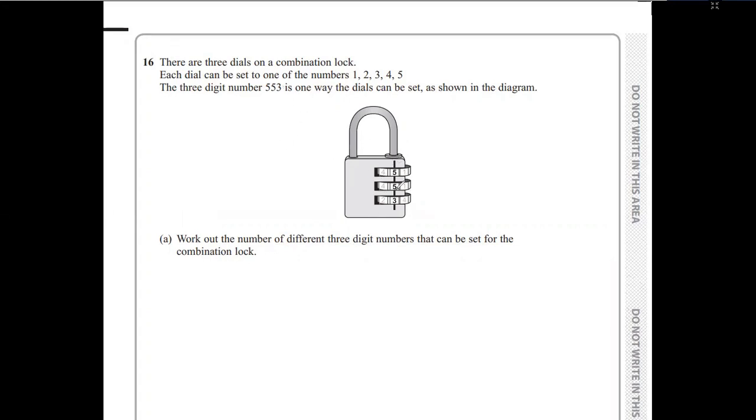Right, if I look at 553, it gives me an impression that any of the numbers can be in the top one, any of the numbers can be in the middle one, any of the numbers can be in the bottom one. Which means for the top one, there are 5 options. For the middle one, there are 5 options. You can choose between 1 to 5, and even for the bottom one, there are 5 options. So the total number of options available should be 5 times 5 times 5, which will be 125.